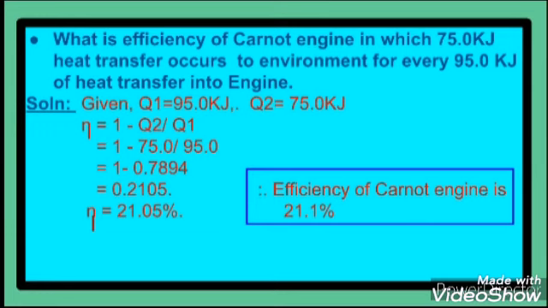Here Q1 and Q2 are the amount of heat transferred into the engine and to the environment respectively. By substituting the values of Q2 and Q1 in the formula, we get eta is equal to 1 minus 75 kilojoules by 95 kilojoules. Kilojoules get cancelled. By dividing 75 by 95, we get 0.7894. Therefore, eta is equal to 1 minus 0.7894. Then the value of eta is 0.2105, which is nothing but 21.05%. Approximately, eta is equal to 21.1%. Therefore, the efficiency of the Carnot engine is 21.1%.